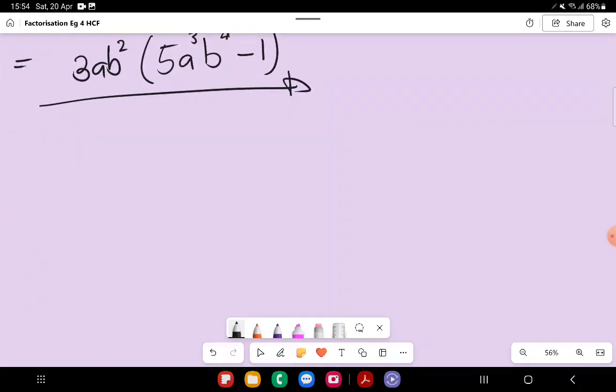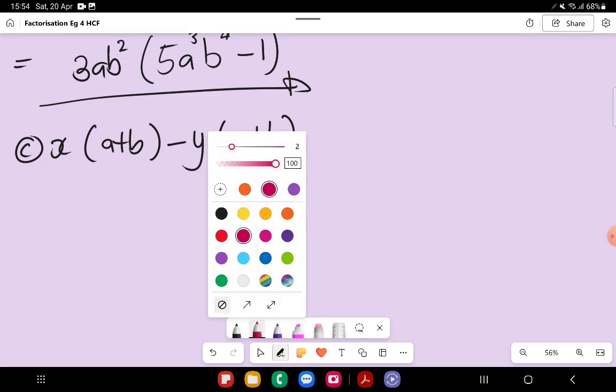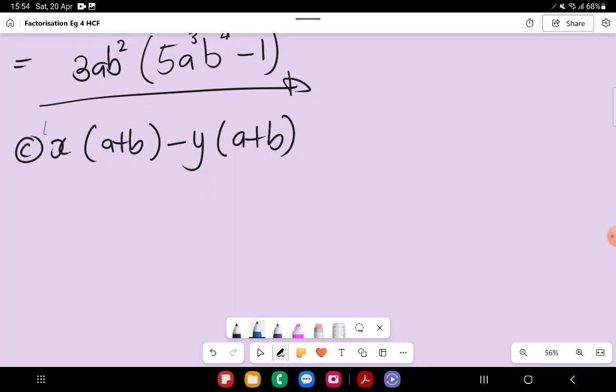And for question C, the question says, x, open bracket, a plus b, close bracket, minus y, bracket, a plus b, close bracket. Now, what's different is I now have only letters and I have brackets. Notice that we only have 2 terms. Please see that. So over here you have term 1, which is separated by the minus sign, and term 2. Now whenever you see a minus sign, I want you to circle it in red.